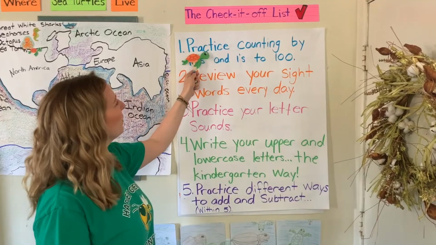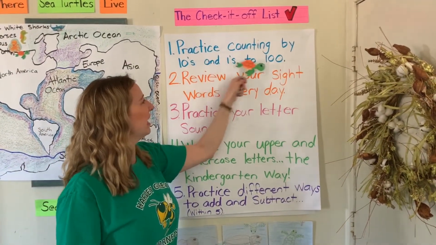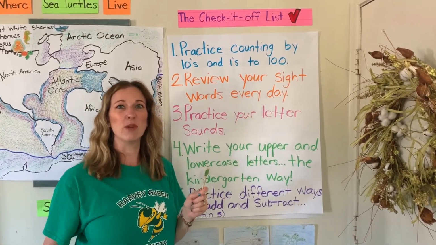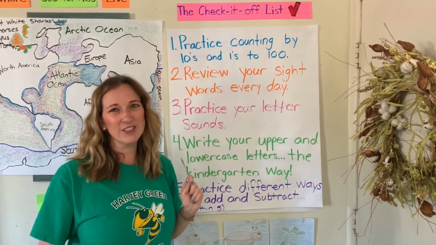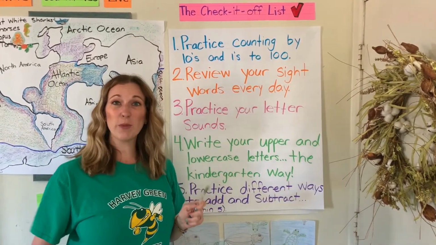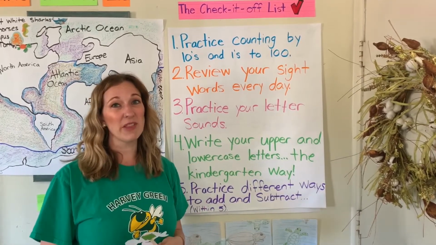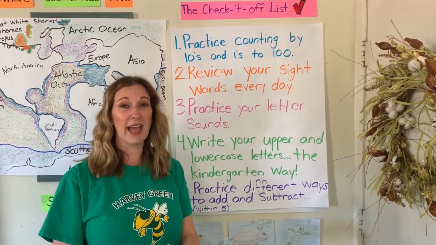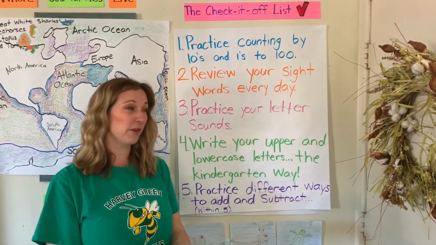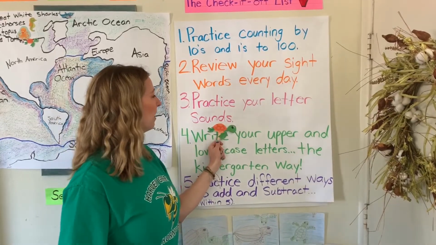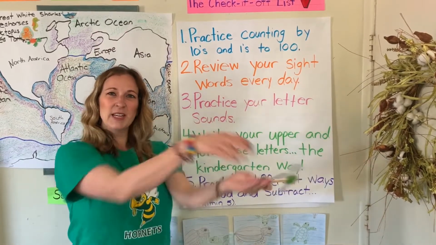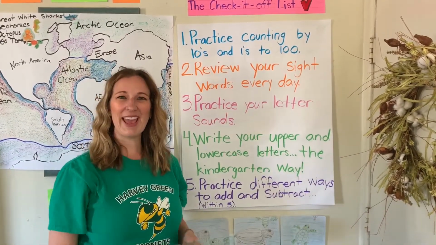All right, so let's review. Practice counting by tens and ones to 100. Okay, so counting 1, 2, 3, all the way to 100. Review your sight words every day. So make sure you're practicing your sight words every day. And remember, the Heidi songs are on the Benchmark app in Clever. You can click on Benchmark to find the Heidi songs, okay? Practice your letter sounds. Don't forget to practice our Zoophonics letter sounds. So A, B, K, okay?